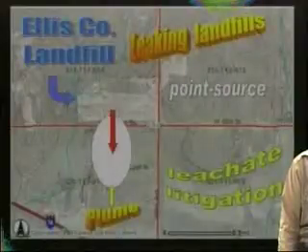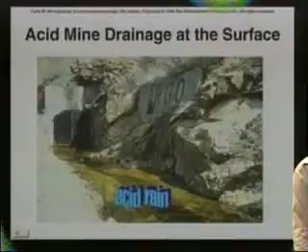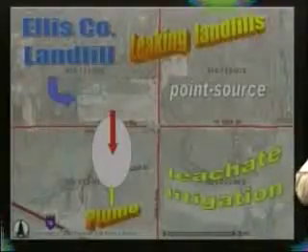Acid rain would be what? Non-point. Acid rain would be coming over a broad area. That'd be a non-point source. Acid mine drainage right there, that's your point source.